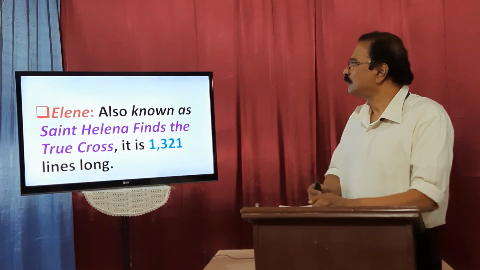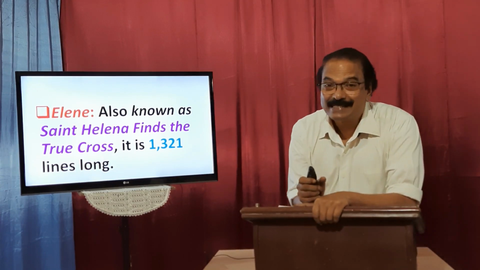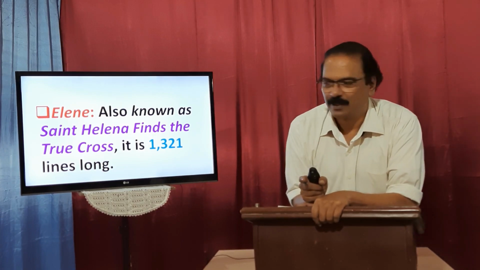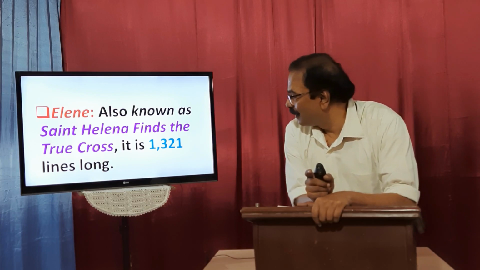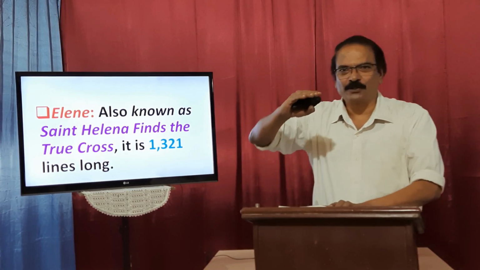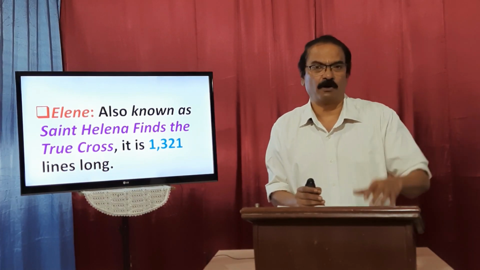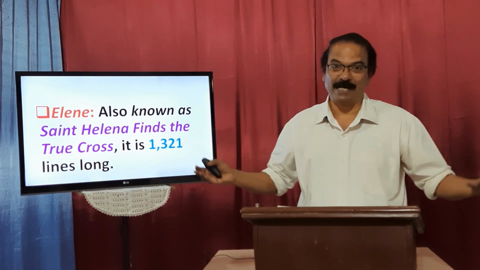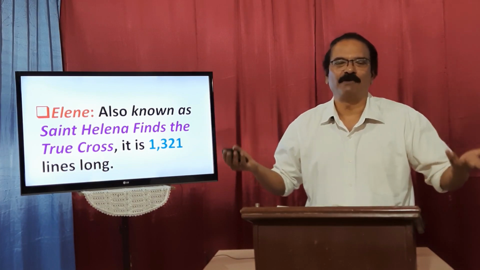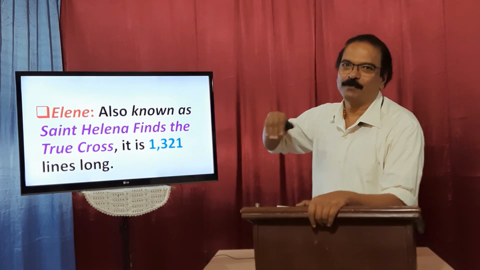Then Elene is another poem, also known as Saint Helena Finds the True Cross. It is a 1,321-line long poem. What is Elene? You know, Jesus was crucified on a cross, and that cross was later lost. It is believed that Elene found this cross somewhere in a well in Israel. So this poem talks about that.